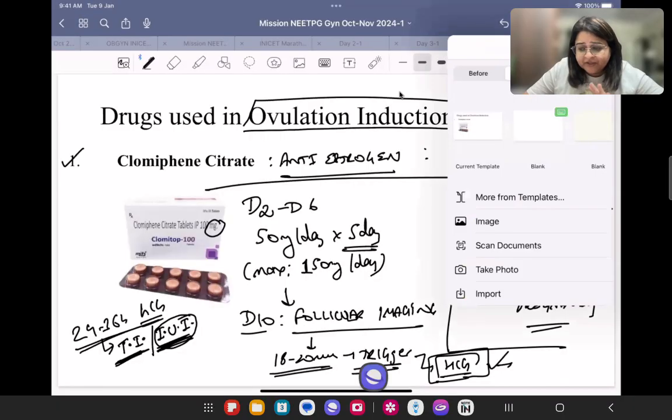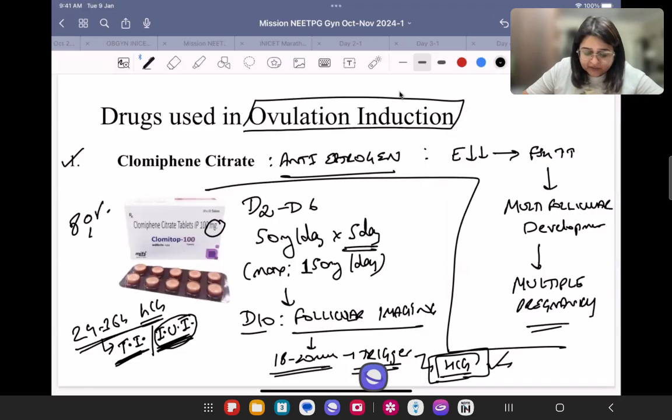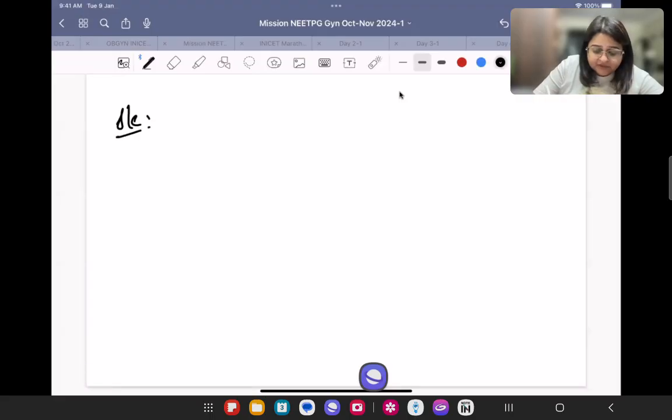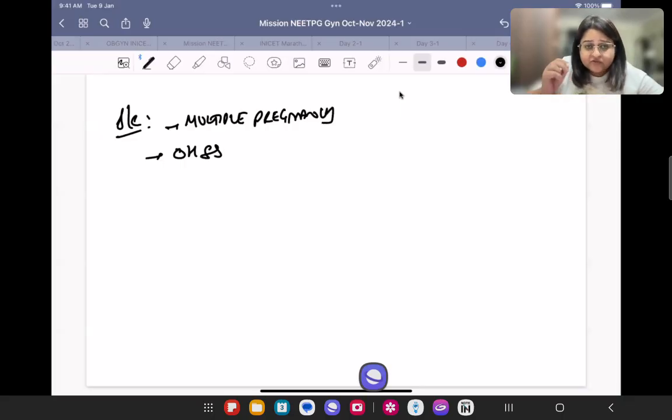Also remember what we are worried about. Clomiphene citrate is a good drug. 80% of patients will ovulate with this drug, so it has a very good success rate. But there are certain problems with clomiphene. What are the problems? With clomiphene there's a higher risk of multiple pregnancy: twinning, triplets, quadruplets. There's also a higher incidence of ovarian hyperstimulation syndrome, which is more common with IVF, in IVF cycles when you're doing controlled ovarian hyperstimulation, but it can be seen with clomiphene citrate also.